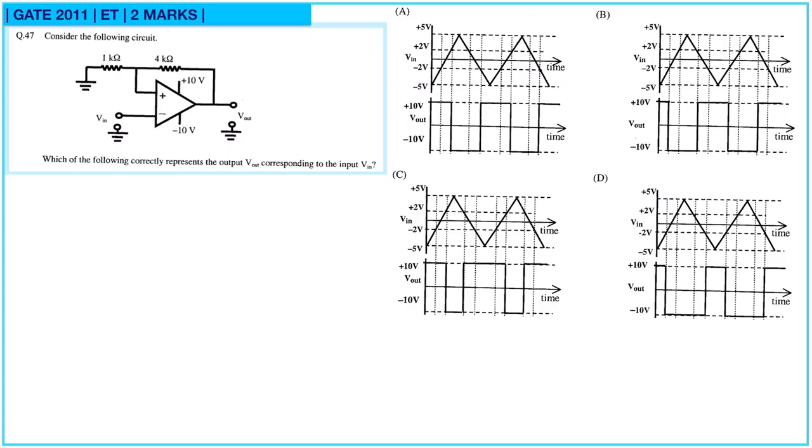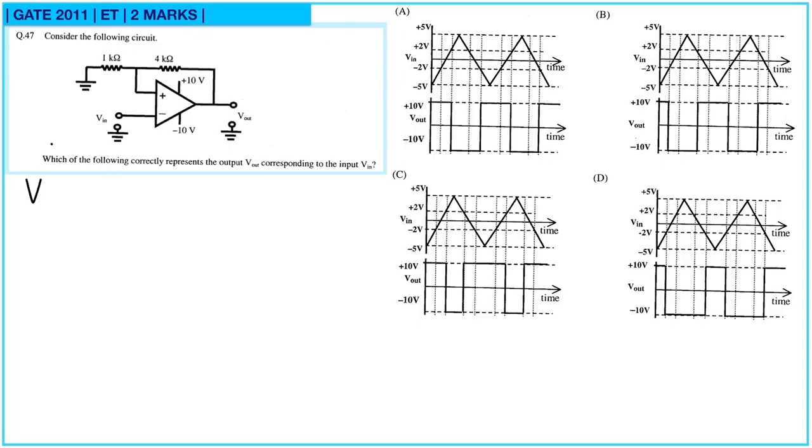Next, question number 47. Consider the following circuit. Which of the following correctly represents output VO corresponding to input Vin? Now in this circuit, input voltage is given to the negative terminal and to the positive terminal some feedback is given, and this op amp operates between plus or minus 10 volt. Now we can find the upper trip point and lower trip point for this particular circuit. So let us do that first.